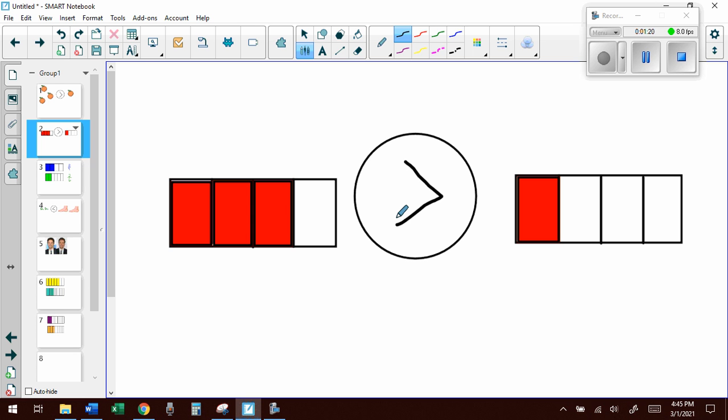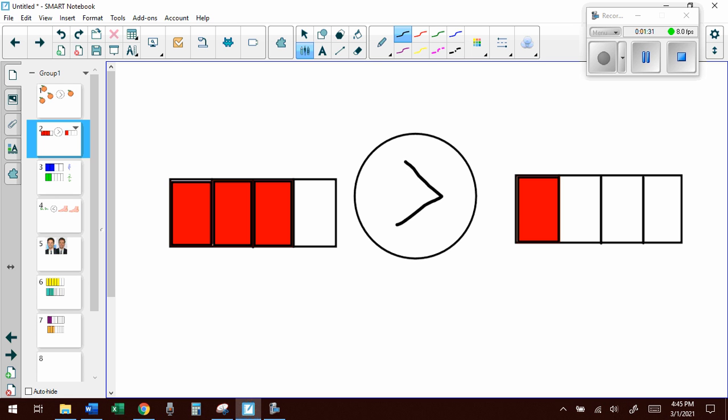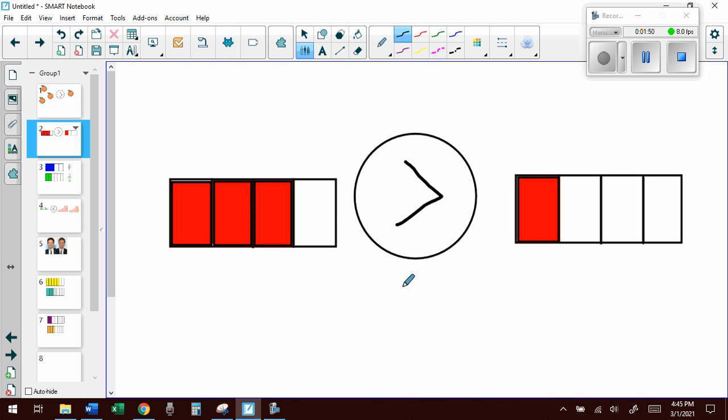Now, if you were to find a similarity between these two slides, the peaches and the fourths, you would see that I'm comparing fractions to fruit, but my units are the same in each one. So here, I have a different amount, but they're all peaches. I have a different amount, but they're all fourths.